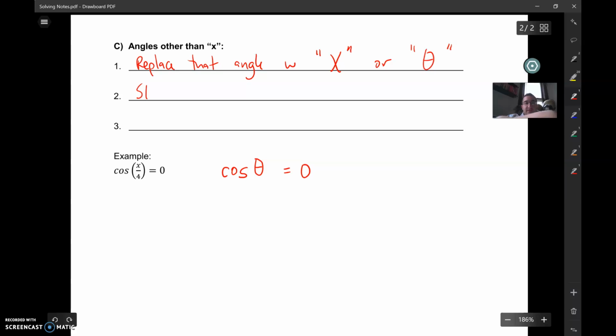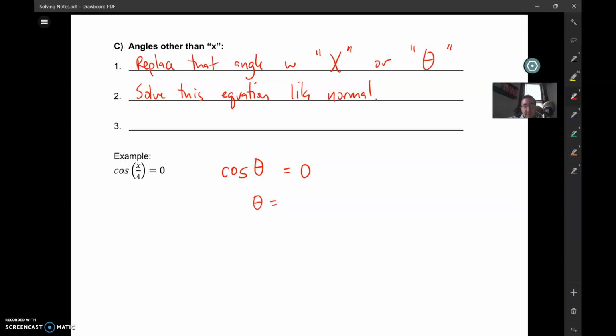Step 2 then is we solve it like normal. So we are going to solve this equation like normal. So when is cosine 0? The answer would be, there are going to be 2 answers again. Cosine is 0 at 90 degrees. And then at the other 90 degree, which is 270. So there are 2 answers.